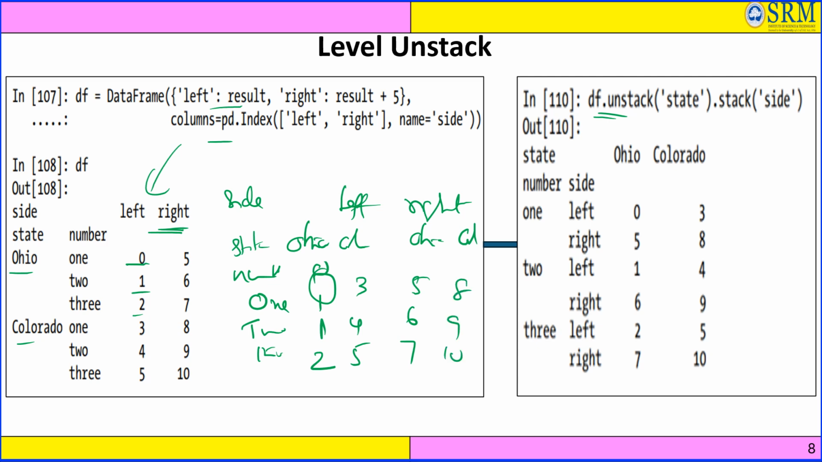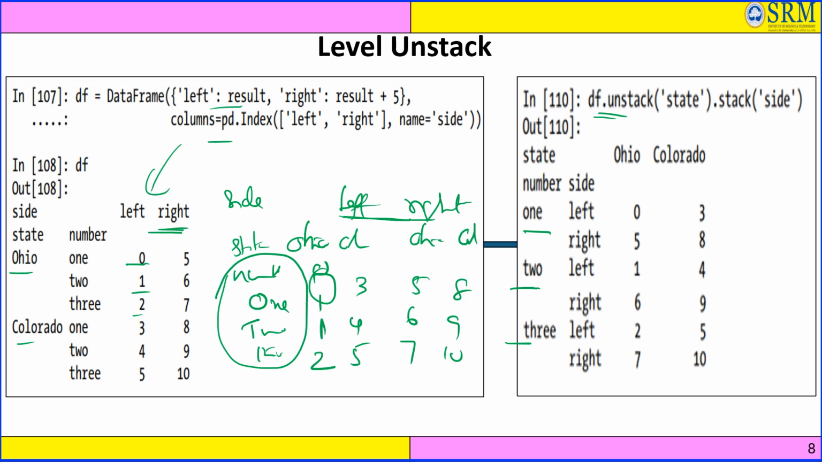And now I have to stack with respect to side. So what is the side here? Left, right. Now, because it is stacking, left and right columns are moved as rows. So the same thing, but this 1, 2, 3 remains the same. We already have this number. In addition to that, this side is also considered as rows.